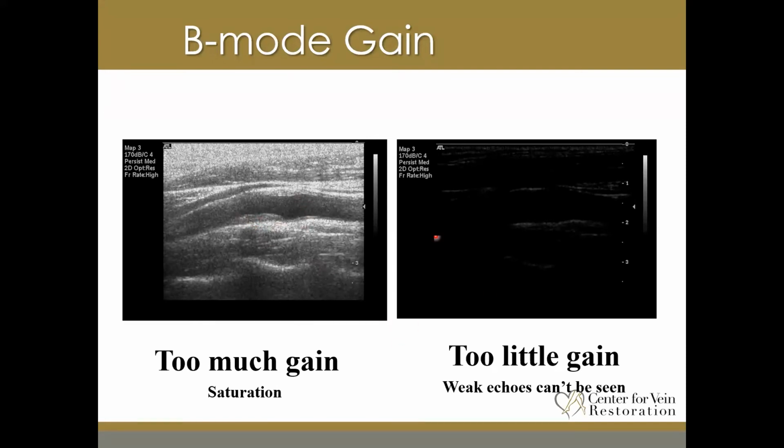Here on the right, there's too little gain, so you can't see anything at all. So the weaker echoes that may be represented in this image can't be seen without adding more gain. So there has to be a balance between how much gain is utilized so that you're not oversaturating your image and taking away from the area of interest. But on the flip side, you're able to show and demonstrate what is of interest and needs to be seen.